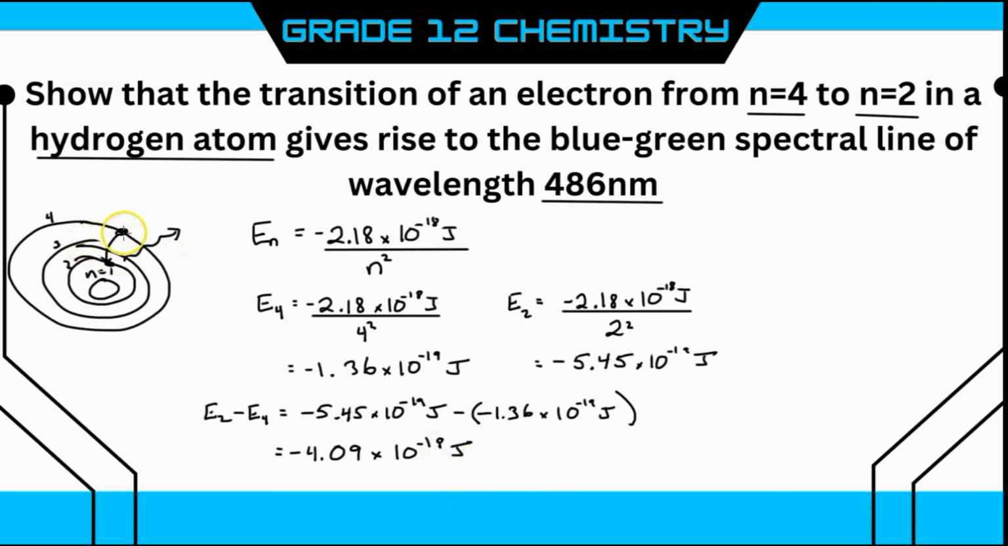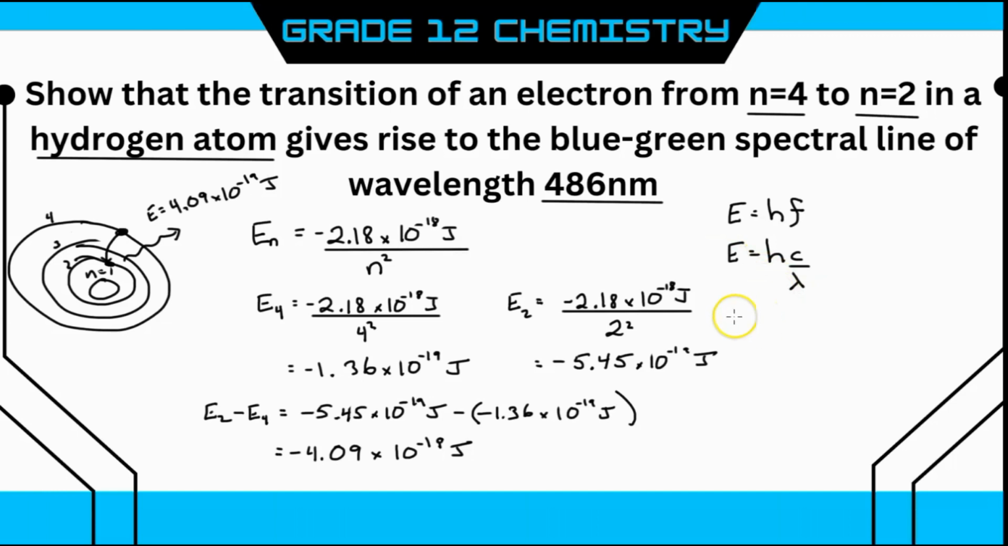Now this is how much energy is lost. So therefore, this photon will gain that much energy. So this photon has an energy of that positive value, 4.09 times 10 to the minus 19 joules. All right, let's figure out what wavelength of light has this much energy. We have this equation, right? The energy of a photon is Planck's constant times the frequency. But just as in our previous example, we're going to change frequency because we're looking for wavelength. We're going to change it to the speed of light divided by that wavelength.